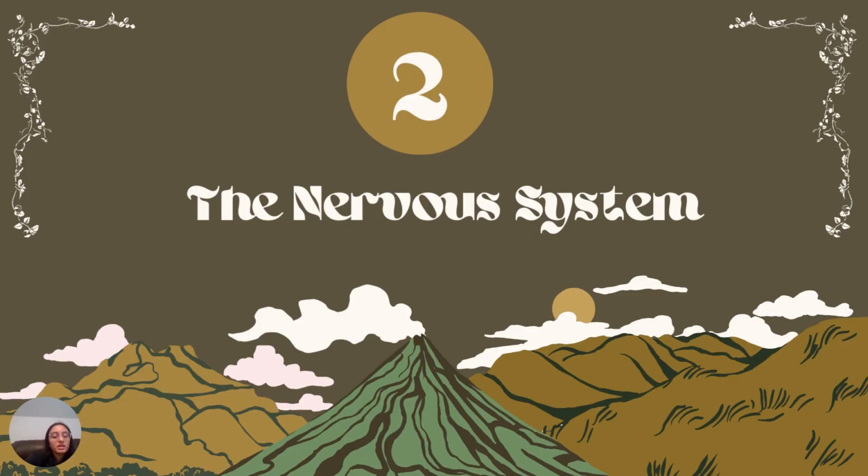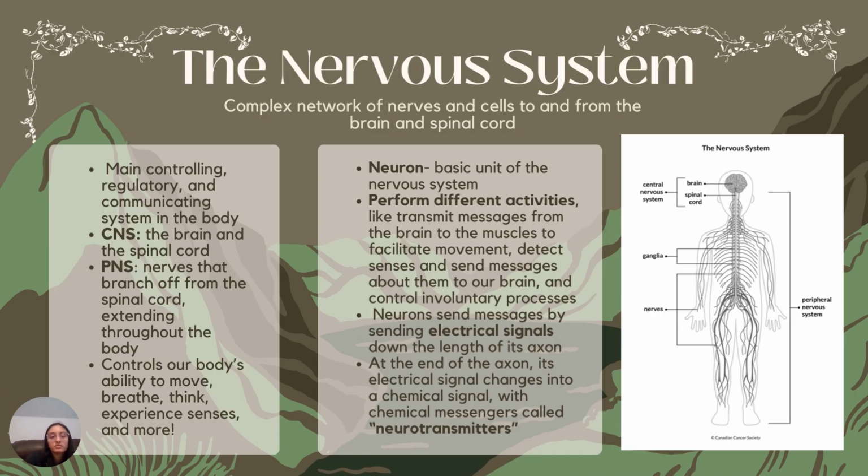The third topic is about the nervous system. The nervous system is a complex network of nerves and cells to and from the brain and spinal cord. It is the main controlling, regulatory, and communicating system in the body. The nervous system is made up of two parts, the central nervous system and the peripheral nervous system. The CNS is made of the brain and spinal cord, and the PNS is made of nerves that branch off from the spinal cord, extending throughout the body.